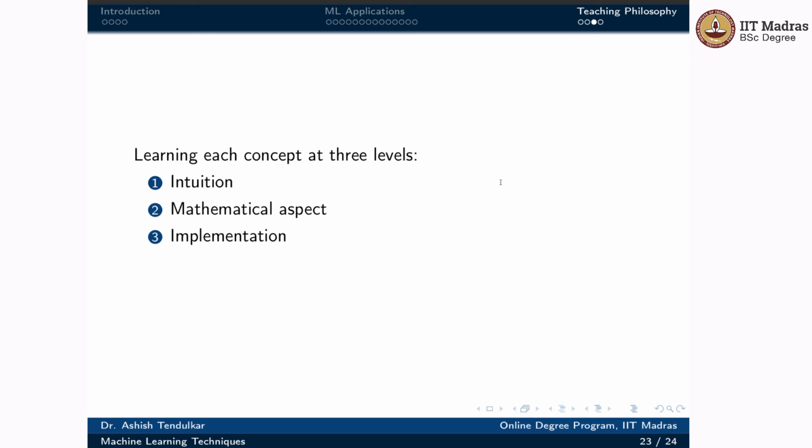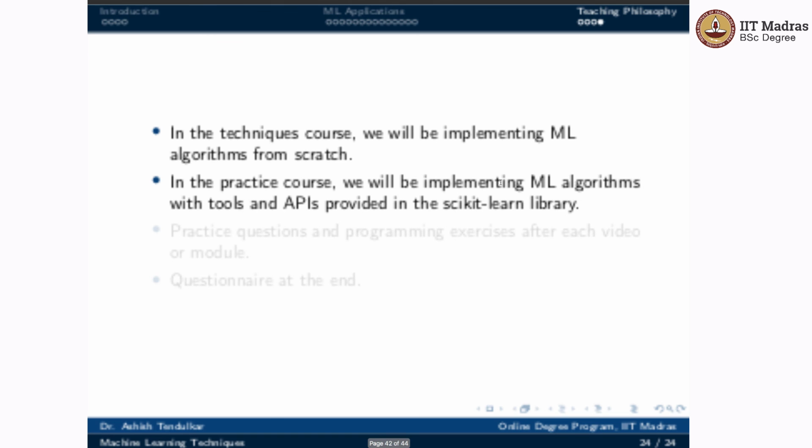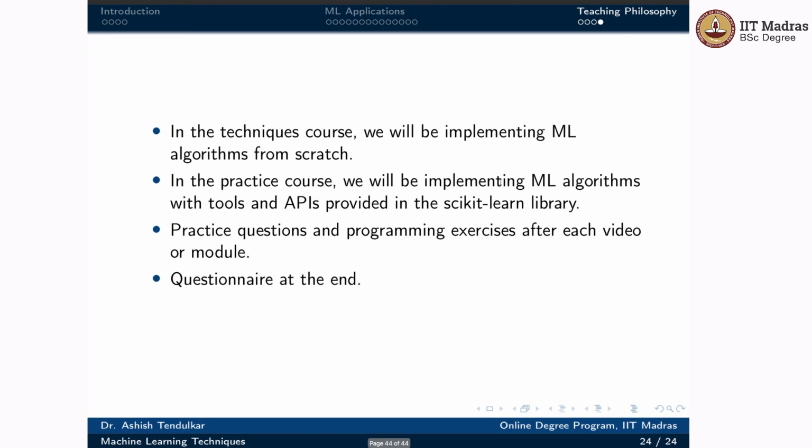It also provides a chance to students who are not well versed in mathematics to learn the concept intuitively and from the coding perspective. In the techniques course, we'll be implementing machine learning algorithms from scratch, whereas in the practice course, we'll be implementing machine learning algorithms with tools and APIs provided by the scikit-learn library. There would be practice questions and programming exercises after each video, and at the end, there will be a questionnaire. The practice questions help us assess your understanding of the concept and help us to make appropriate changes in the way we present our concepts.